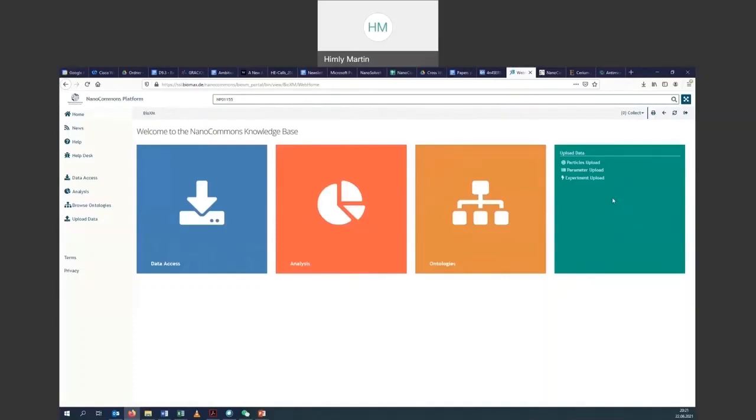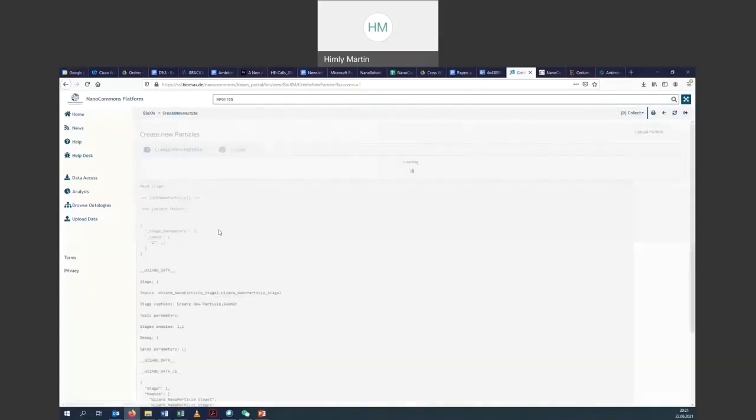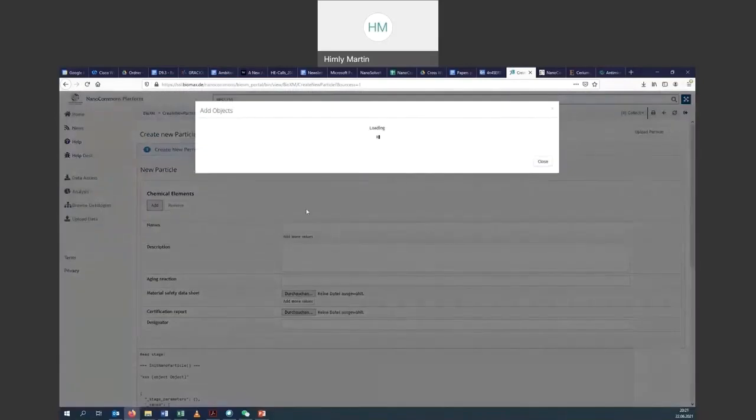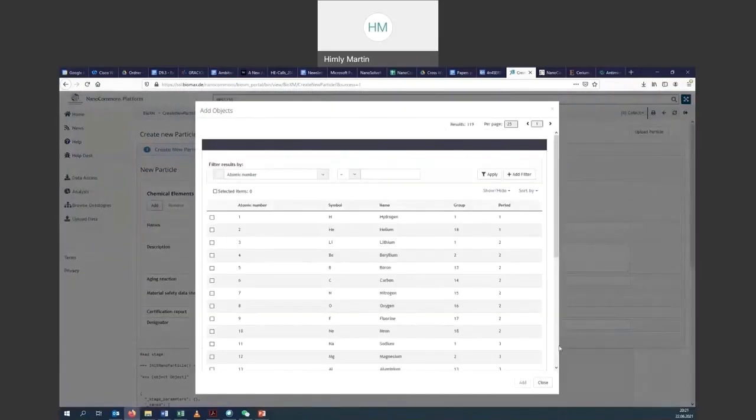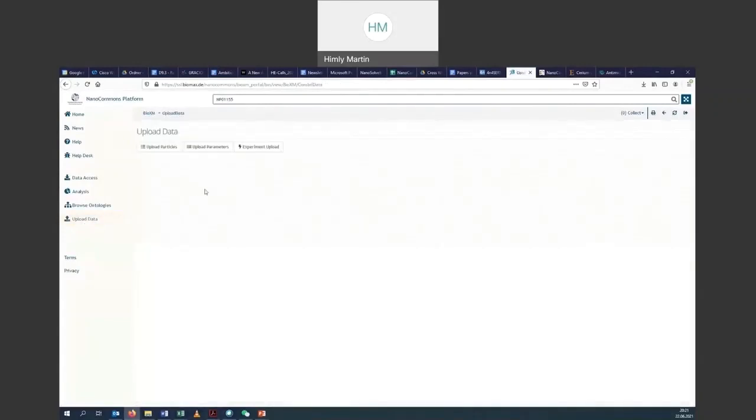What we are going to do today, and this is now of interest to us, is data upload. So we can define particles, for example, by creating a new particle in this shell here. You would then be adding the chemical elements of your particles, give some description and a name for your particle. You can also do that in spreadsheet format by having a whole list of particles to be defined all at once.